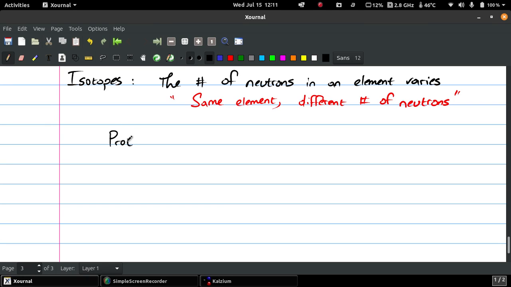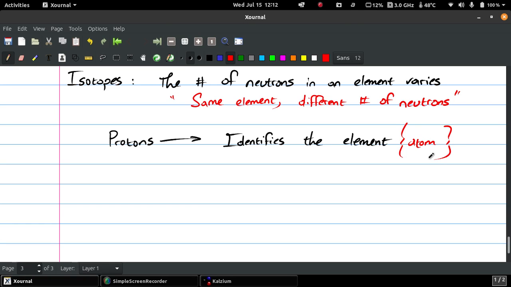So remember, protons identify the element. Think of the protons as the element's Twitter handle or whatever. That is what identifies it. You change the protons, you change the element. Okay, so isotope symbol.